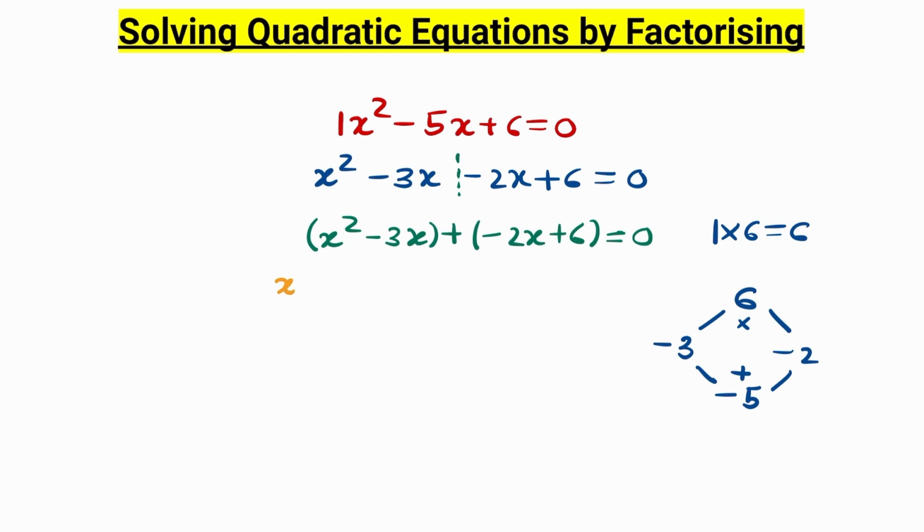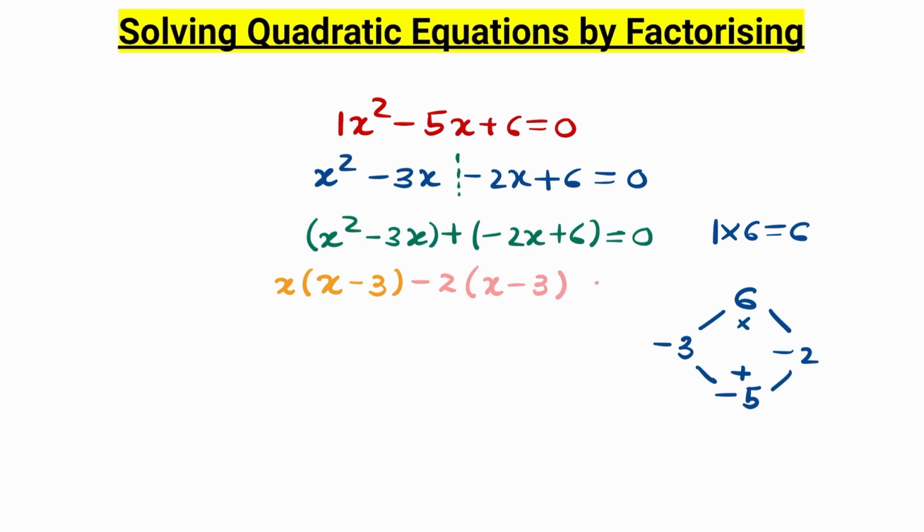Now we should factorize the first pair of brackets. x is common. What is remaining within the brackets? x minus 3. Now we should make what's inside the other pair of brackets equal to x minus 3 as well. How can we do that? We can take minus 2 out of the brackets. So what's remaining inside? Minus 2x divided by minus 2 is x, and 6 divided by minus 2 is minus 3, equal to 0.